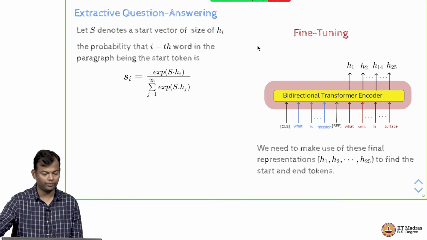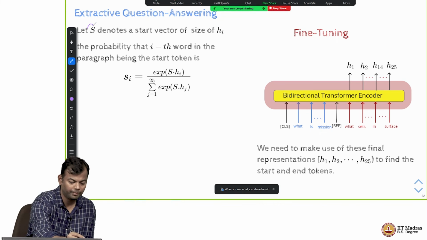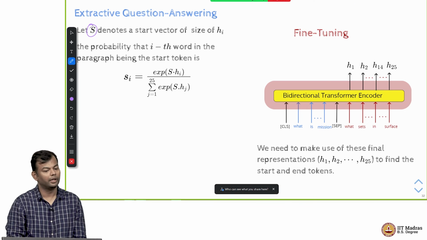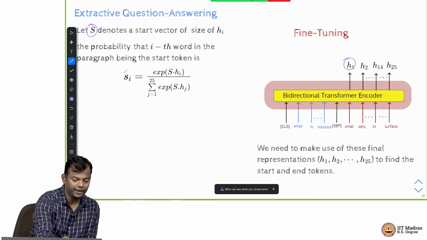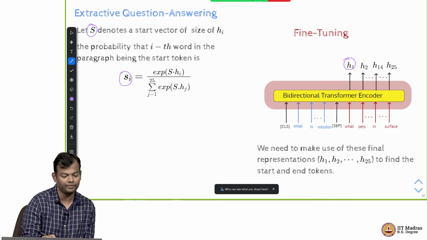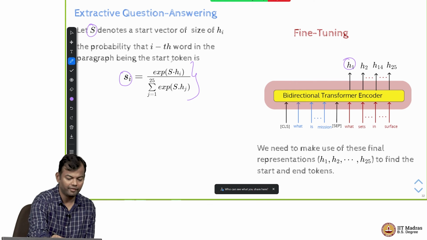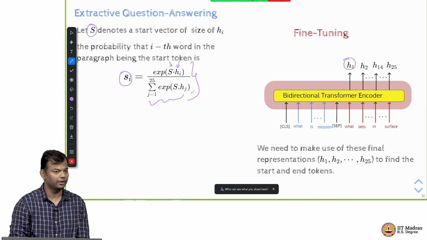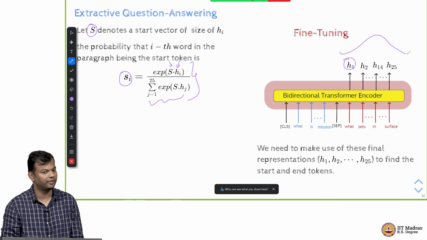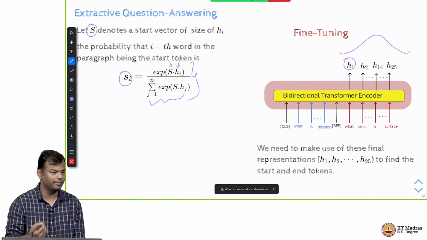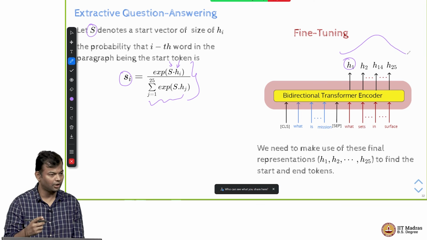So this is what we are going to do. We are going to introduce a parameter S, a vector of the same size as the embeddings, the 768 dimensional vector. You are going to predict S_i, whether the ith token is the start token or not, by using this formula. This is just a softmax where you compute the dot product between your parameter and the embedding, and normalize it over all the other dot products. This gives you a probability distribution over the tokens, saying which of these is a start token. Whichever has the maximum probability, you assign as the start token.